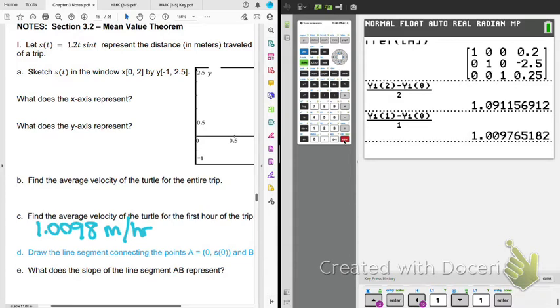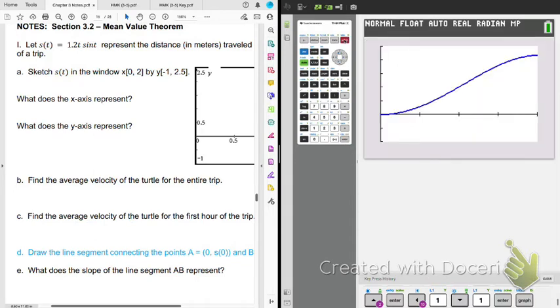All right, on your graph, draw a line segment connecting the points A, which is 0, S of 0. Where is that on my graph? 0, 0. And B, which is 2, comma, S of 2. Since I can't show both graphs at once here, I'll do it on the calculator part. You are drawing a line segment connecting from here to here.